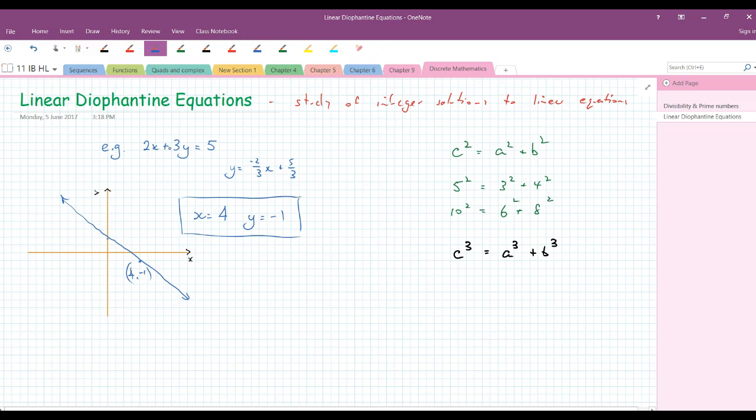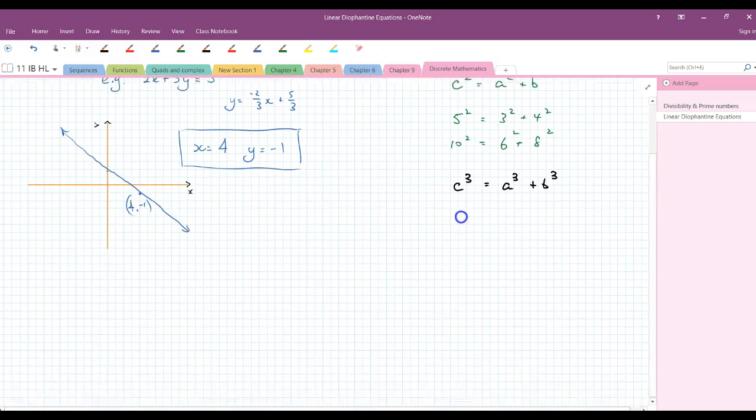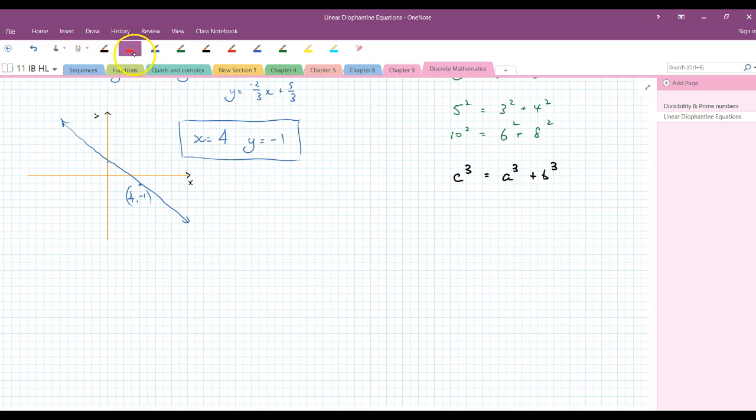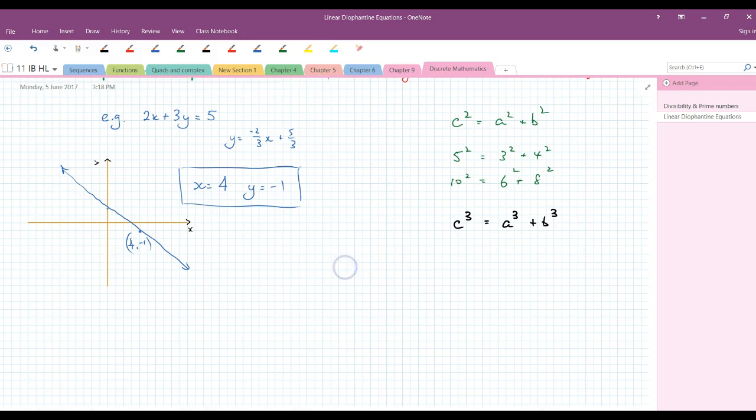Okay, so how to find these integer solutions? Well, let's have a look at another equation. Again, I'm pinching from the textbook. The first thing to understand is that, if we're looking at this in terms of ax plus by equals c, we need the greatest common divisor of our a and our b. Our greatest common divisor needs to also divide our c, and if it does, then we have integer solutions. If it doesn't, we don't.